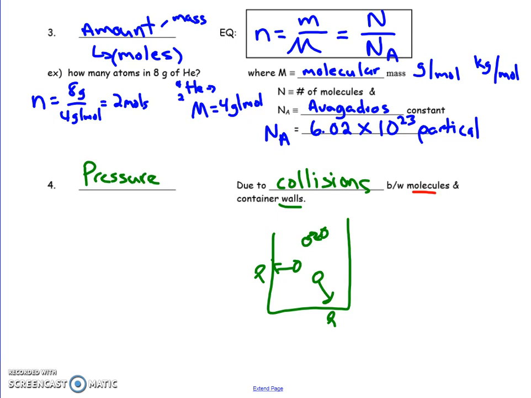So if I ask, how many atoms are in 8 grams of helium? Well, I've already done half of it. I figured out that I have 2 moles, and so now I can say n equals N over N_A, therefore N equals 2 moles times 6.02 times 10 to the 23, and you get the idea of what that answer is. I'll let you fill that in.